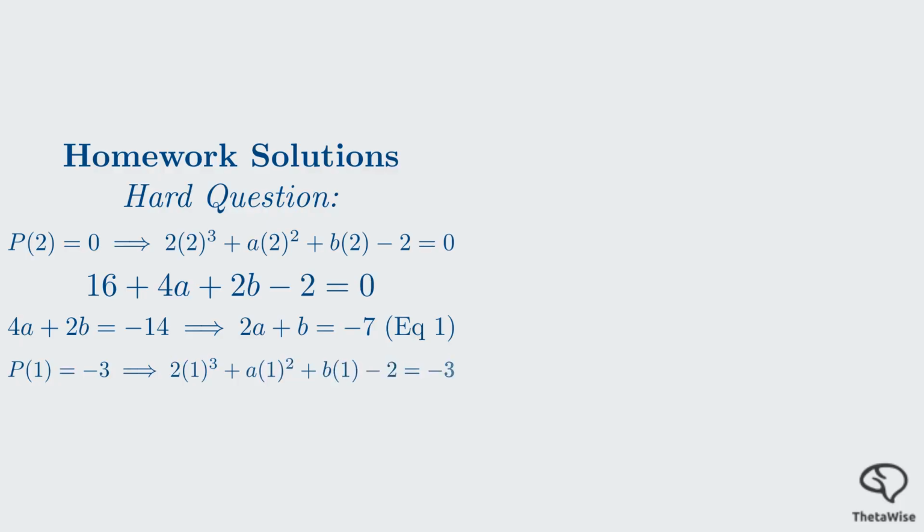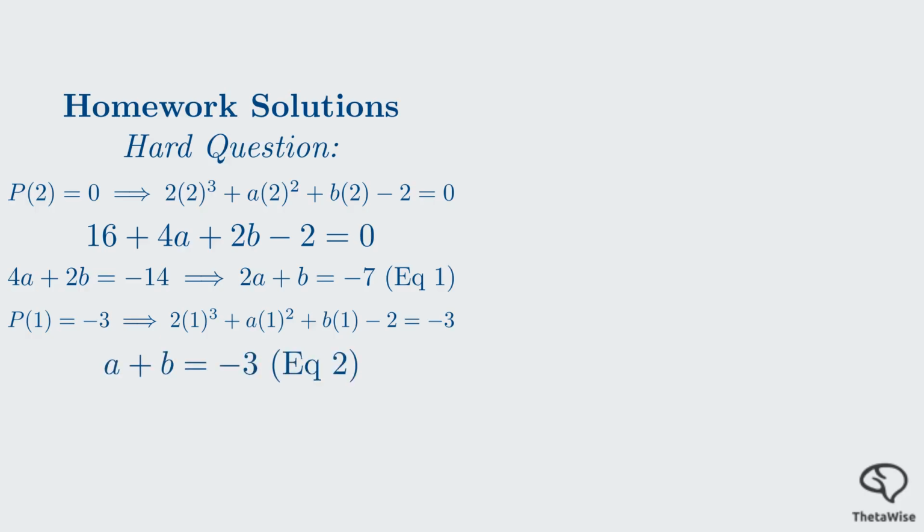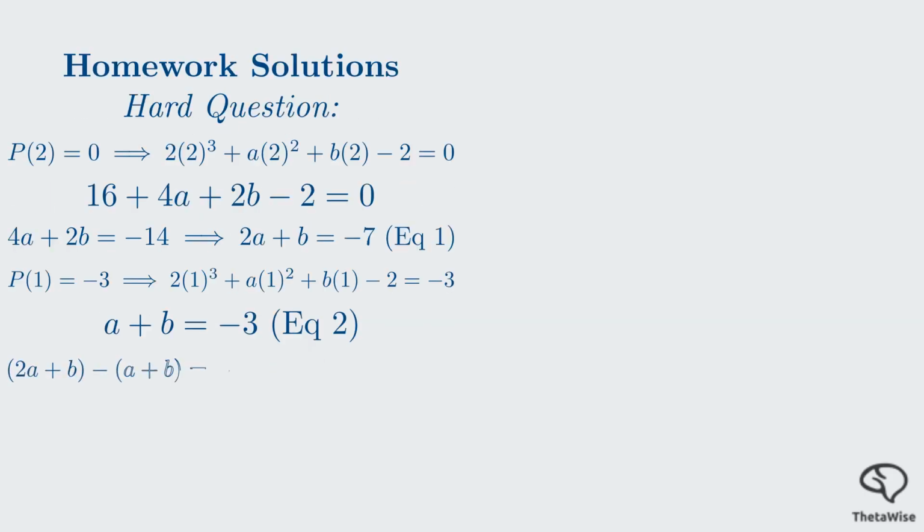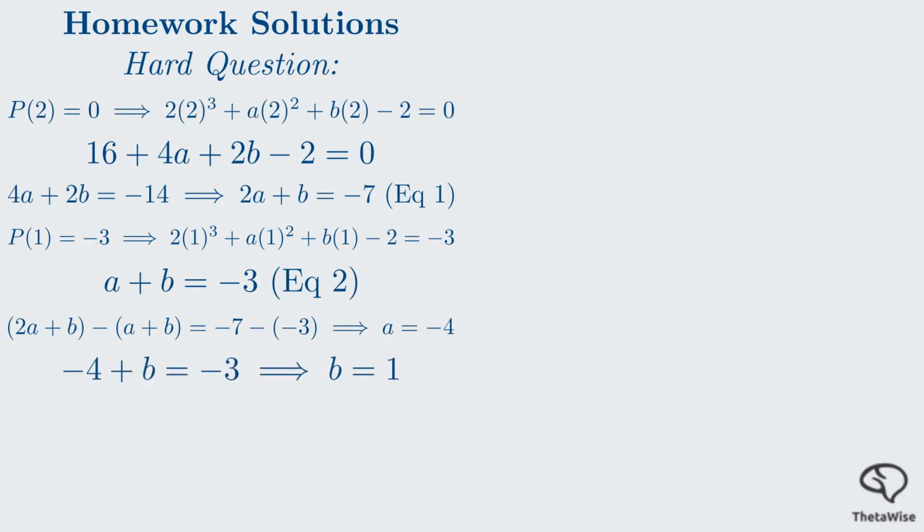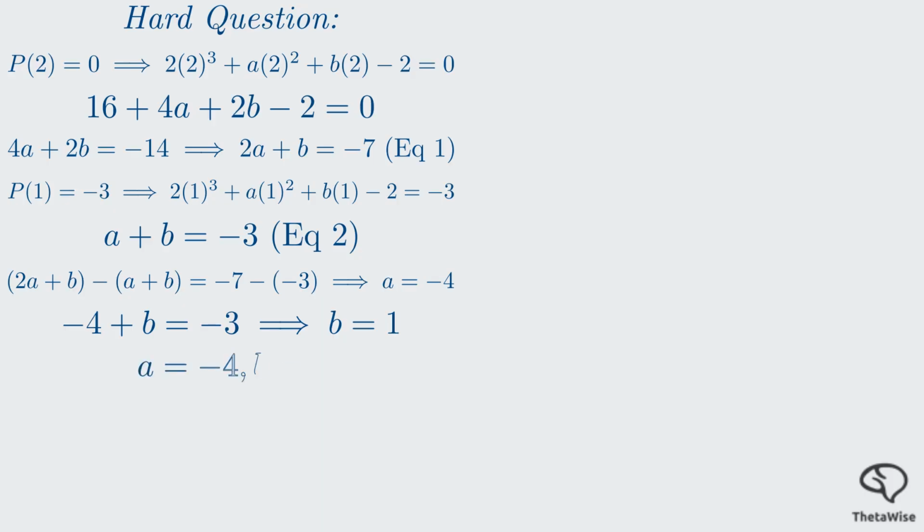Next, using the remainder theorem, p of 1 equals negative 3. This simplifies to a plus b equals negative 3. Now solve the simultaneous equations. Subtracting the second equation from the first gives a equals negative 4. Substituting a equals negative 4 into a plus b equals negative 3 gives b equals 1. So our final values are a equals negative 4 and b equals 1.